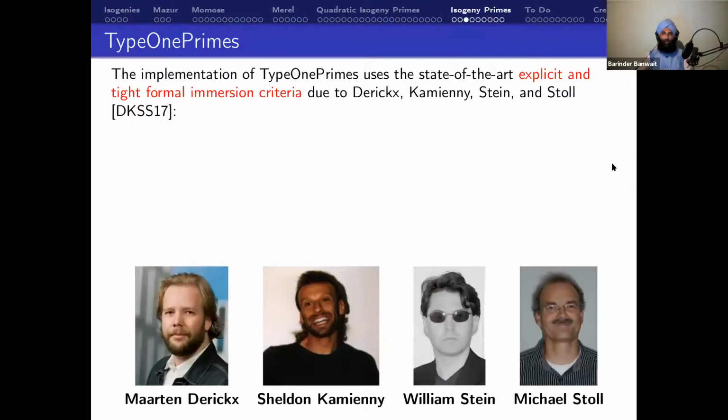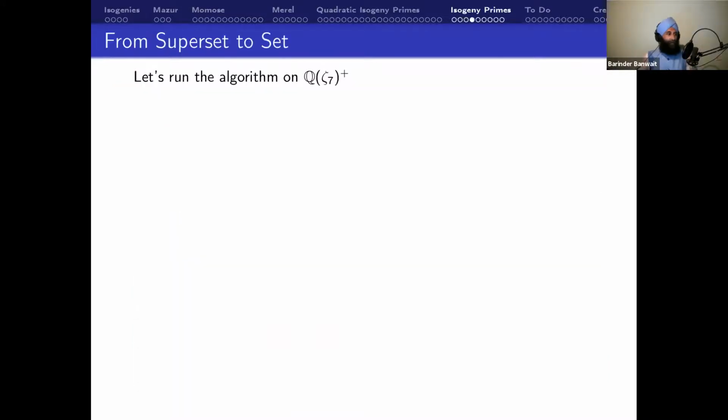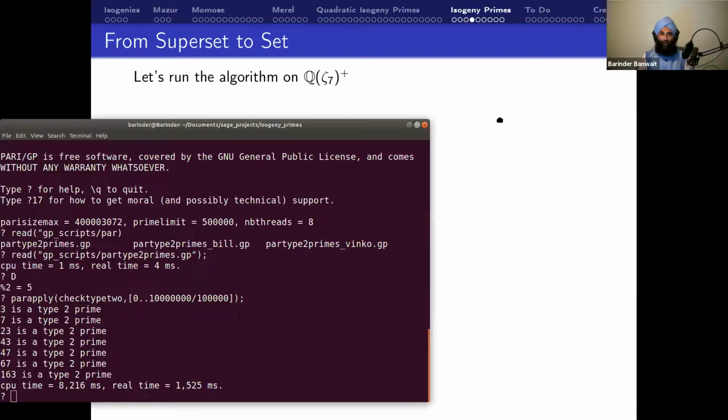The key new ingredient here is the latest and greatest state-of-the-art explicit and tight formal immersion criteria due to Derickx, Kamienny, Stein, and Stoll. You can read about that in their paper that appeared 4 years ago, but it was recently updated. So I'm going to give a quick demo of what this is going to look like.